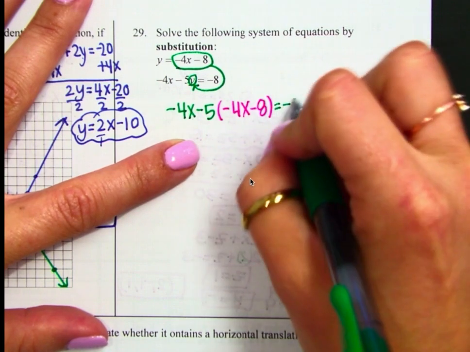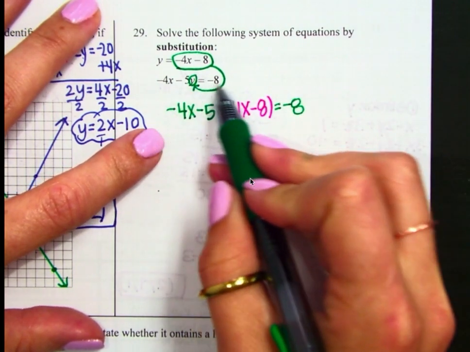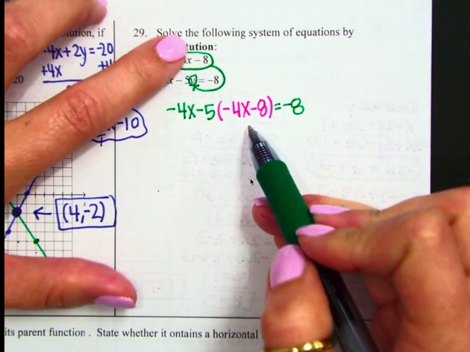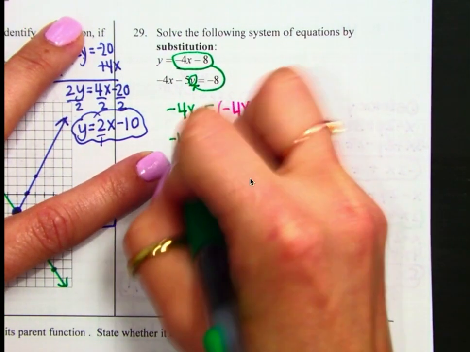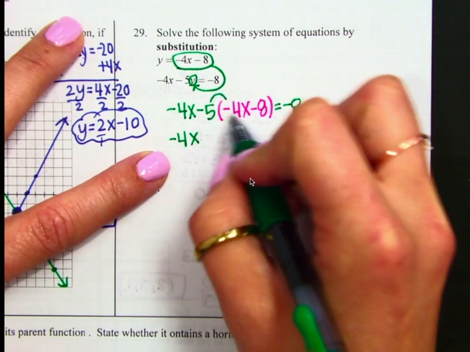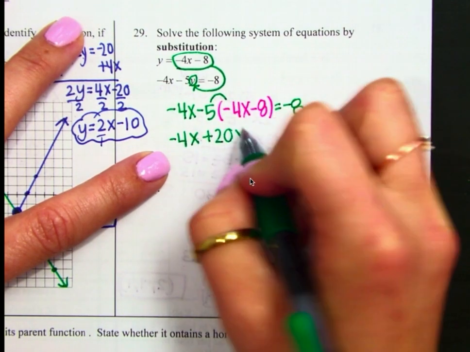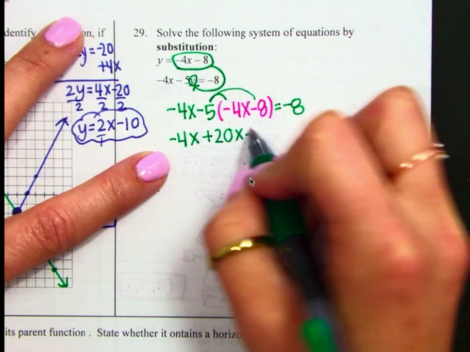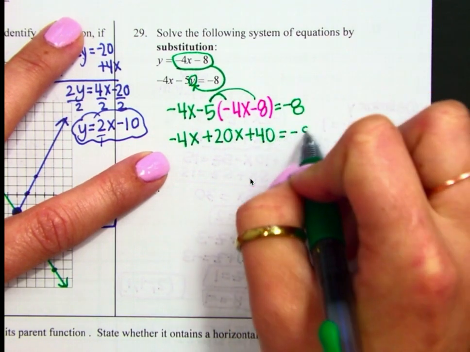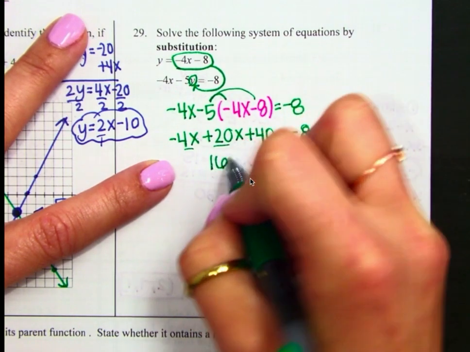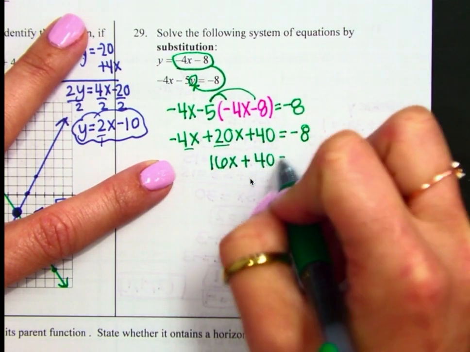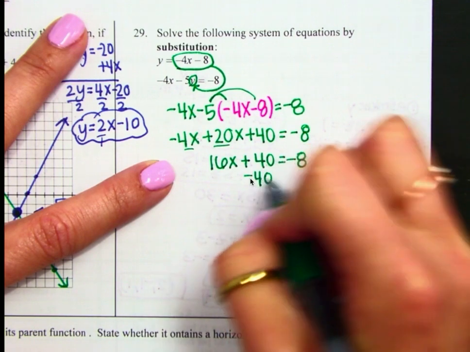Okay, and that's equal to negative 8. So I copy down the second equation, just replacing y with negative 4x minus 8. And now we're going to solve. So I'm going to distribute negative 5. Negative 5 times negative 4x is positive 20x. Negative 5 times negative 8, positive 40. Then I'm going to combine like terms, negative 4x and 20x, 16x. Then subtract 40.